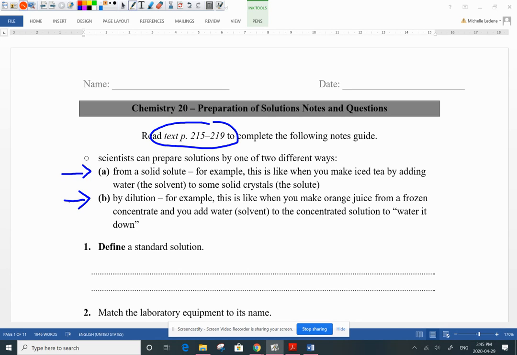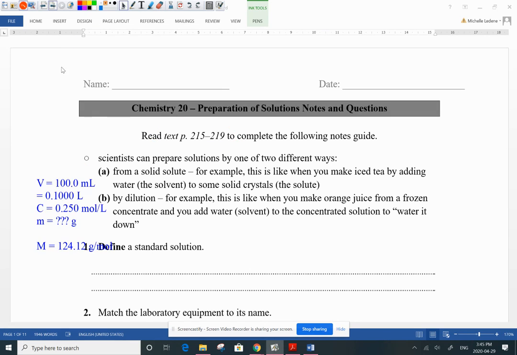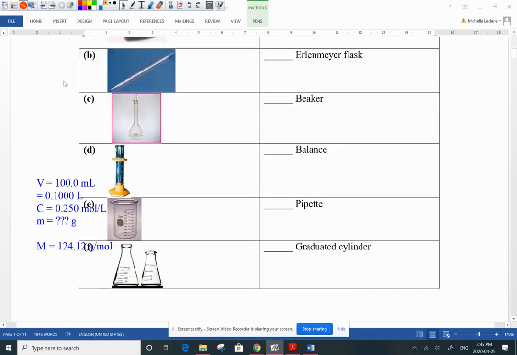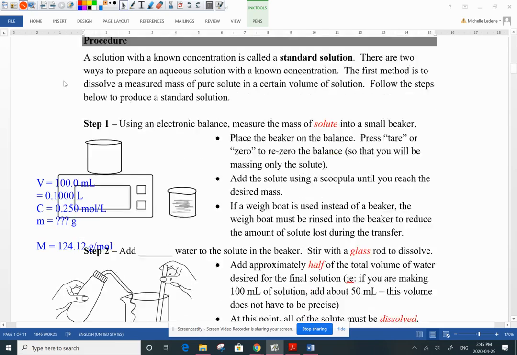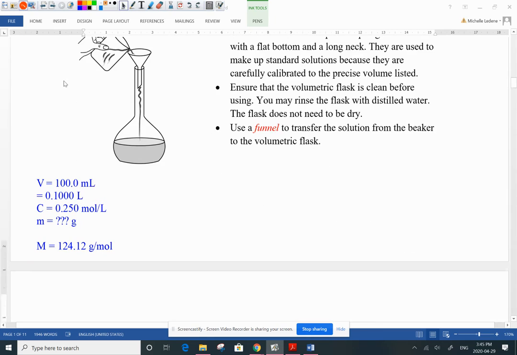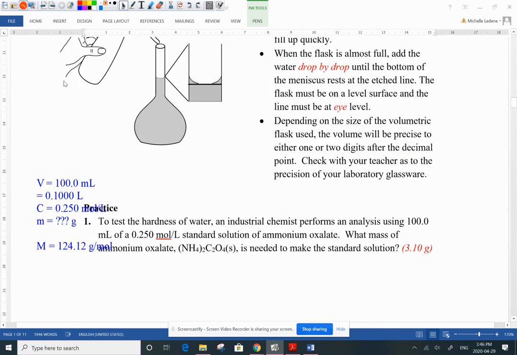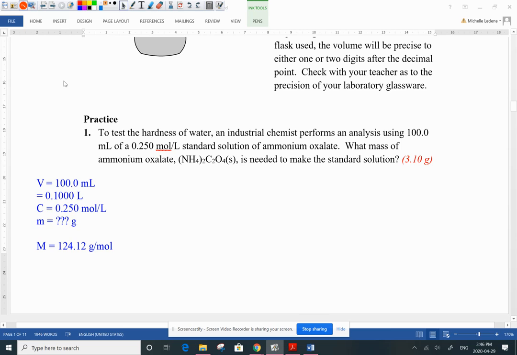So you can read through standard solution and the different laboratory equipment you would use if you were actually making the solution. And in fact, you can also read through the procedure, although unfortunately, like I said, we're not going to be doing a lab this year. So here's a practice problem I want to work you guys through. And we've already done some like this when we did our concentration of ions notes guide, right?